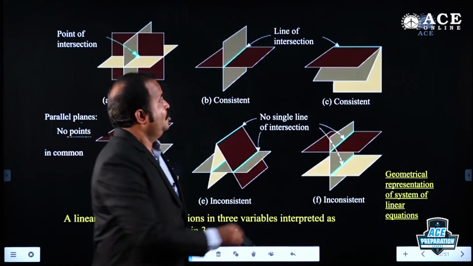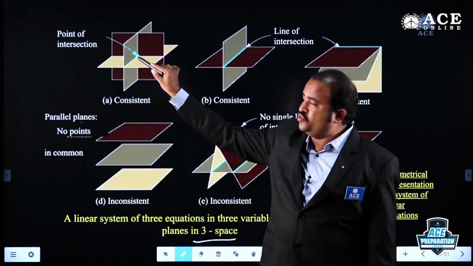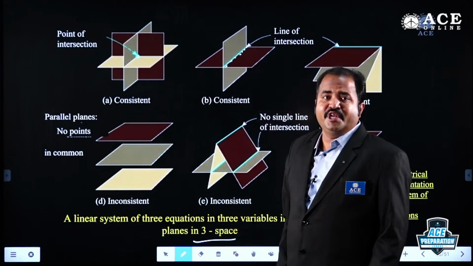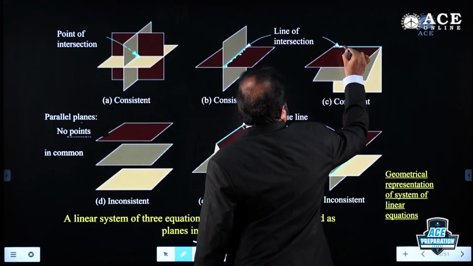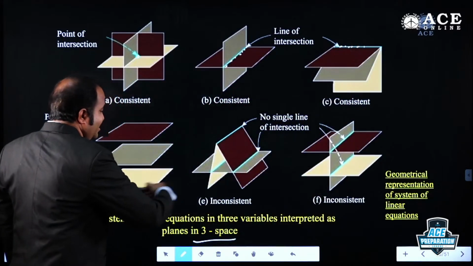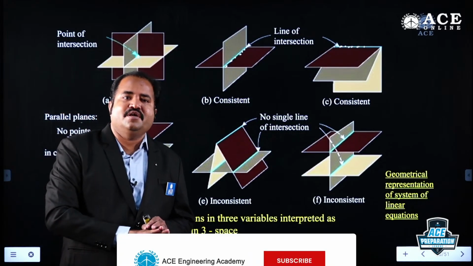Understood or not? Here only one common point is there, so we can say a unique solution. Here every point on this line is a solution, so infinitely many solutions. Here also every point on this line is a solution, so infinitely many solutions. Whereas in these three diagrams there is no common point or no intersecting line.